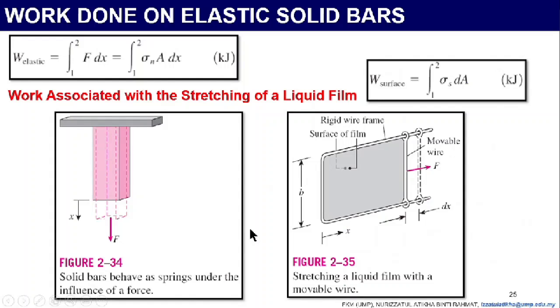Now let's see the equation for work done on elastic solid bars. I believe most of you already learned about this. Work done on elastic solid bars, W elastic, equals the integration from point 1 to point 2 of F dx, where dx is the elongation. Work associated with the stretching of a liquid film can be calculated using this equation.